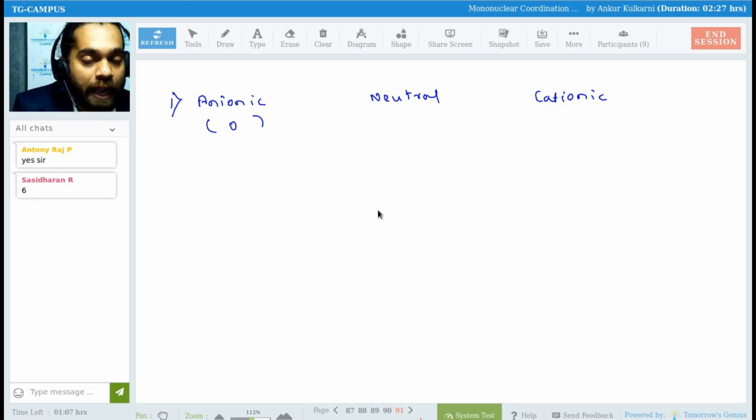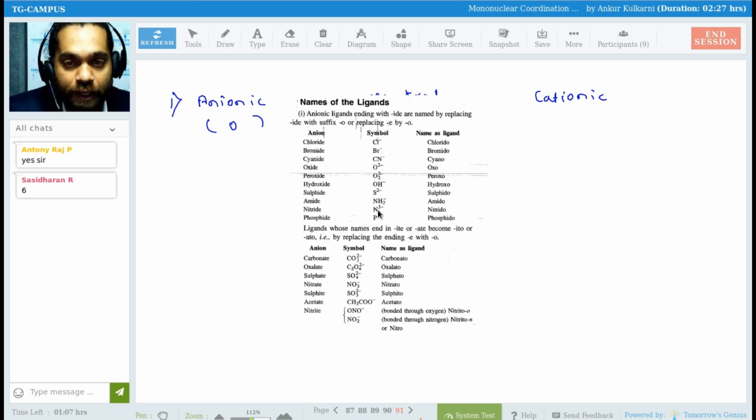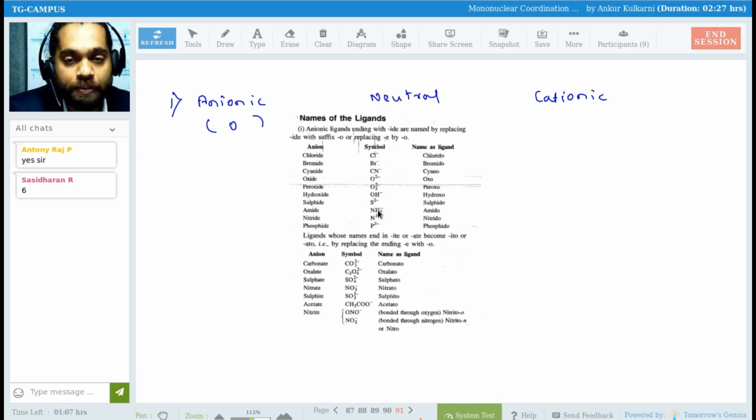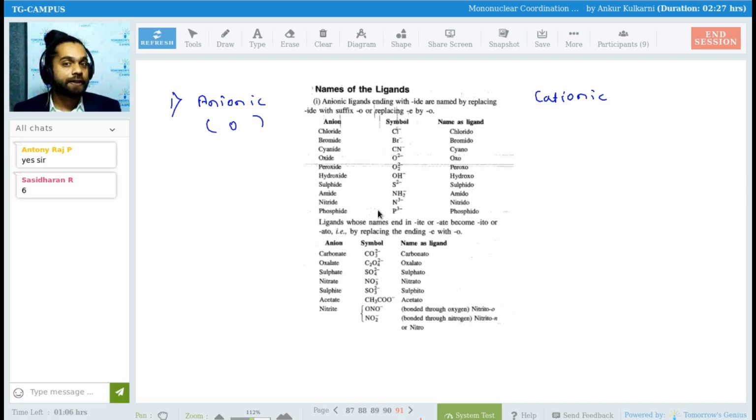For example, look over here. I am sharing all the possible anionic ligands list. After the class, please write it down. So look over here, all the possible anionic list.